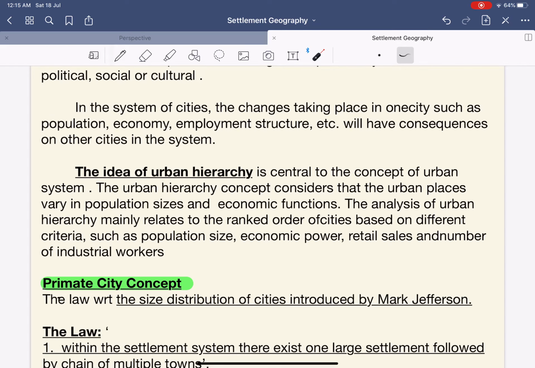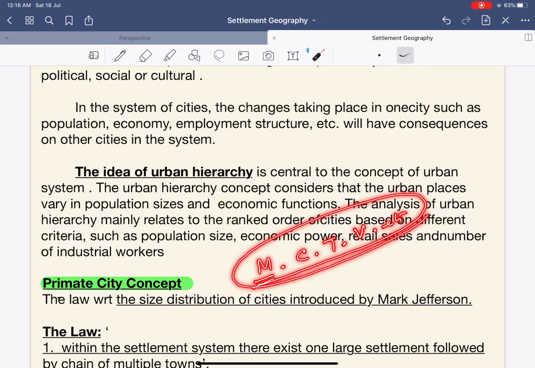Next. Now let us understand what is this urban hierarchy. Basically, from the entire term itself, from these two words, we can understand that we have metropolitan areas, we have cities, we have towns, we have villages, etc. This is nothing but an urban hierarchy from the top to the bottom.